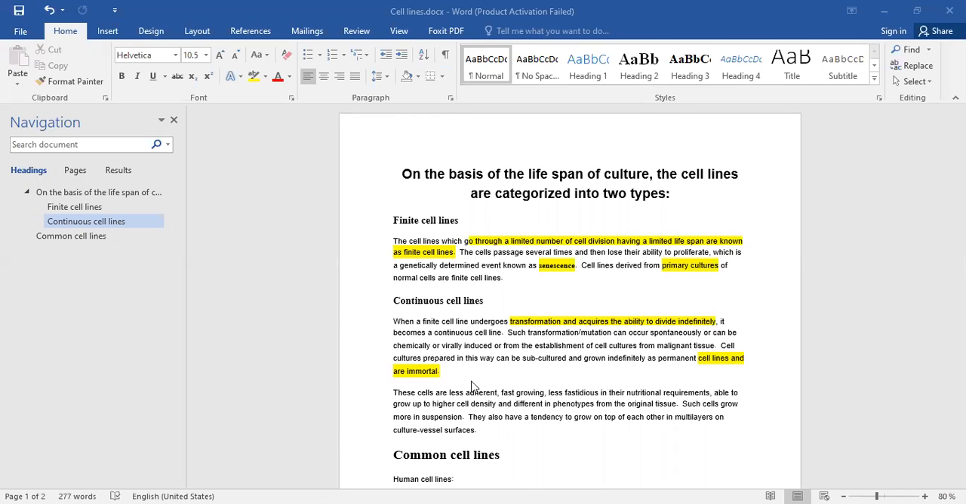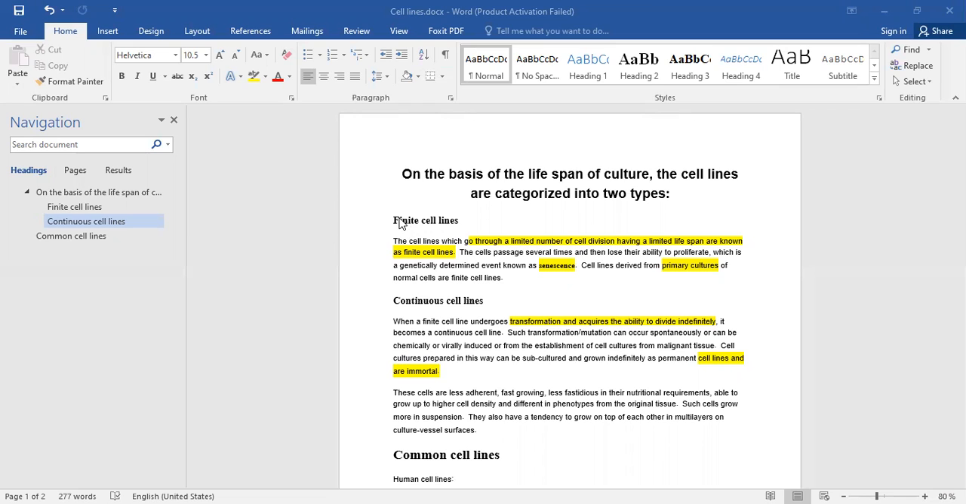On the basis of the lifespan, we can categorize these cell lines into two types. The first one is finite cell lines. As you know, in the primary cell culture, the growth of some cells is limited, meaning they will uptake the media for a limited period of time, and when the media is depleted they will stop dividing. They do not have the capability to divide more, and they can divide for only a limited period of time.